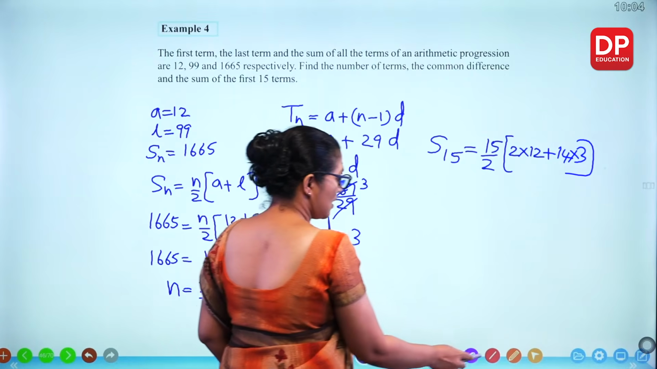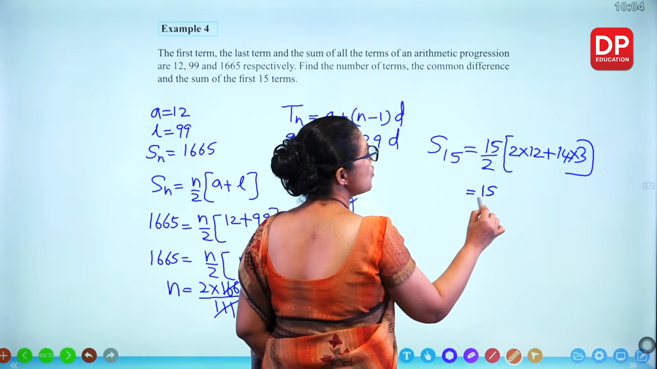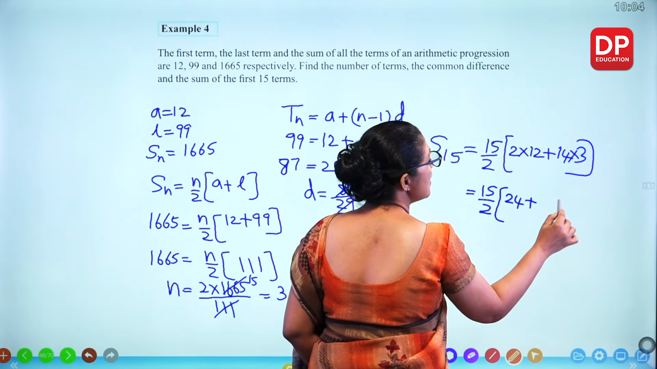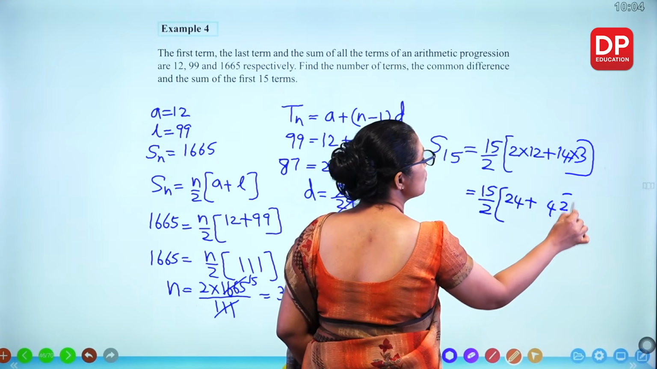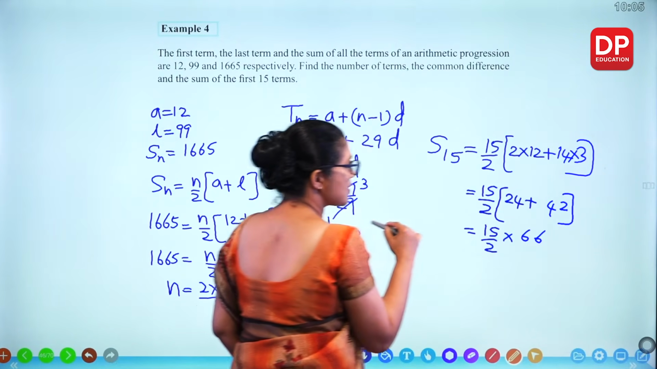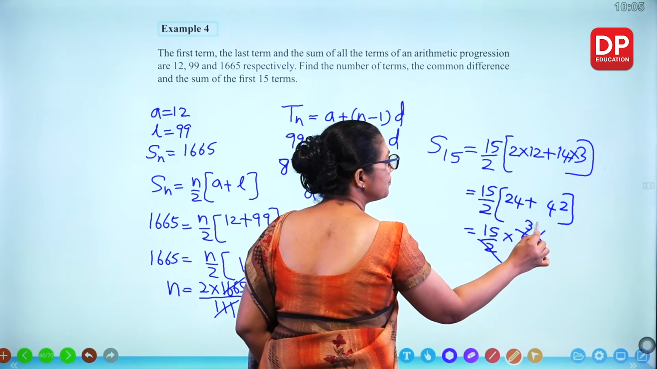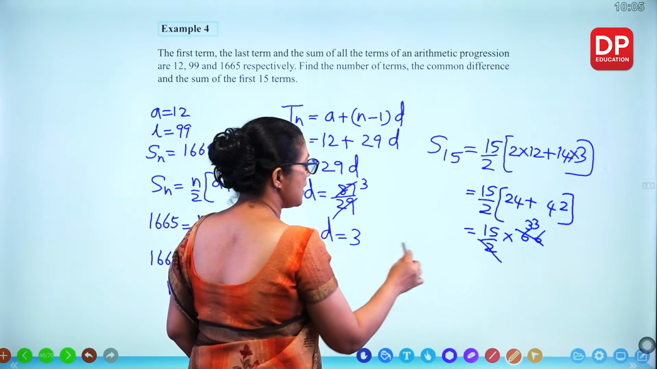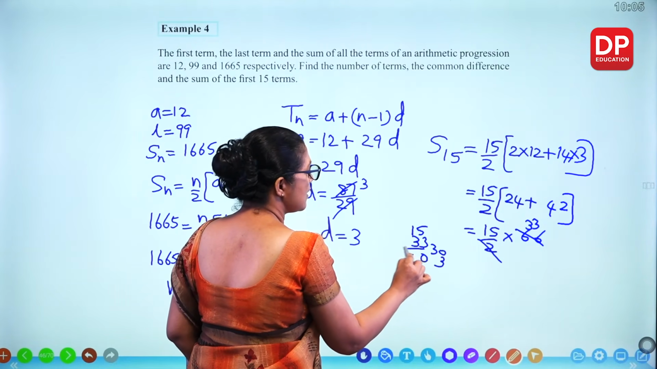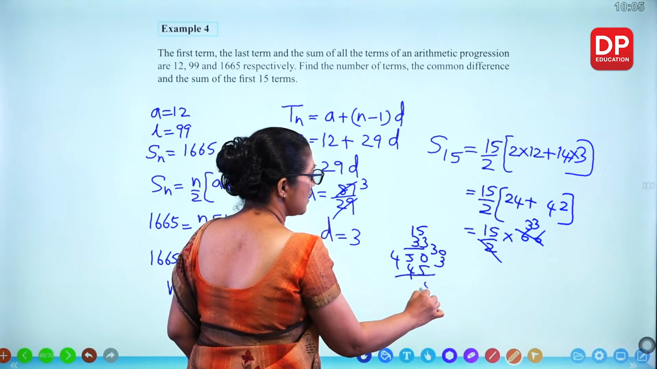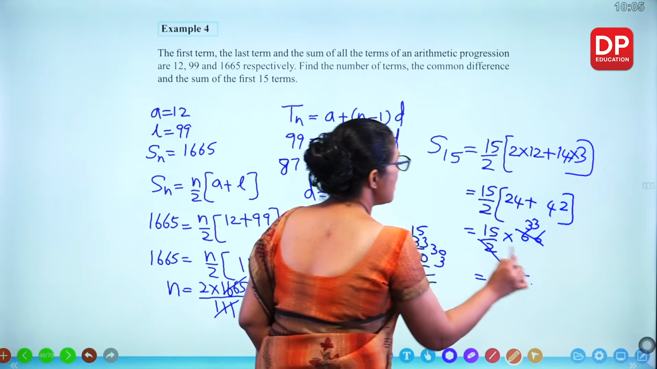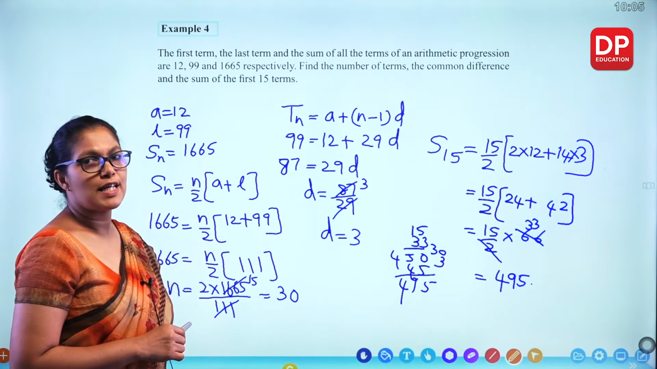So what's the value? 15 divided by 2. 2 times 12 is 24. 14 times 3, 42. When you add it, you get 66. So divide by 2, 33 times 15. 33 times 15, 30 and 3. So you get 495 is the sum of first 15 terms.